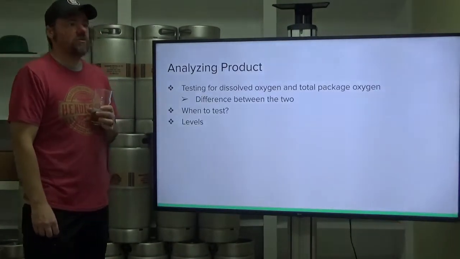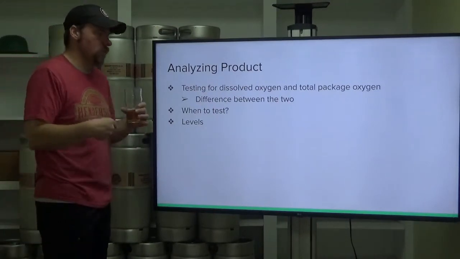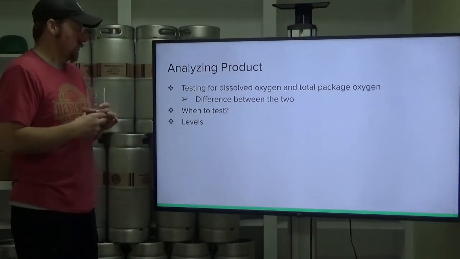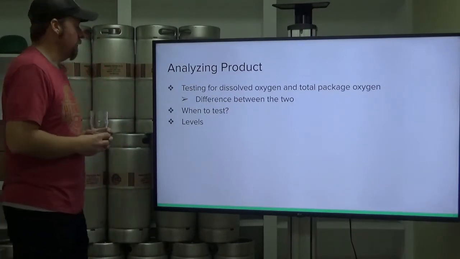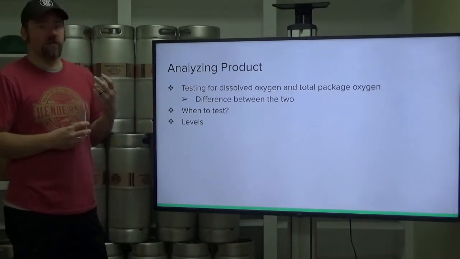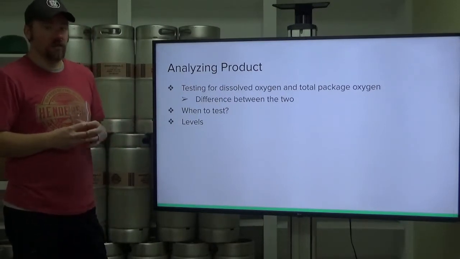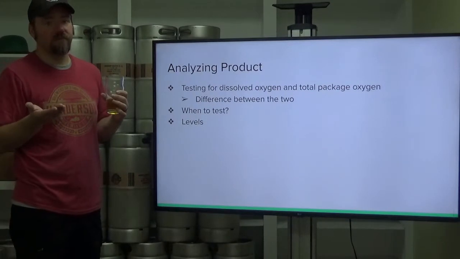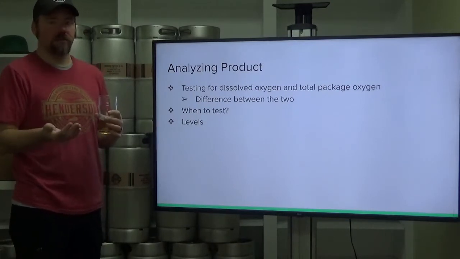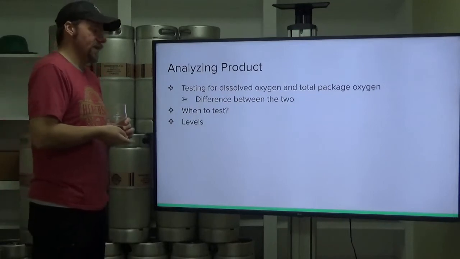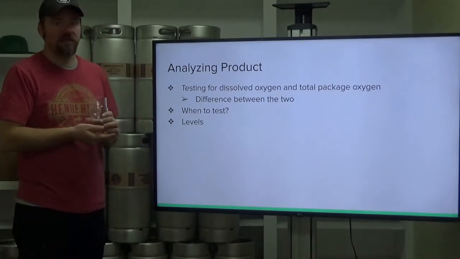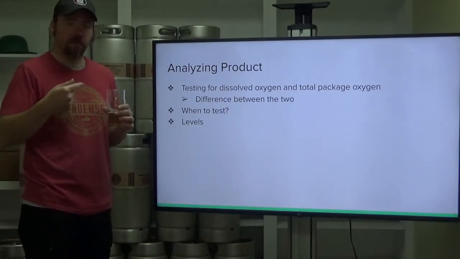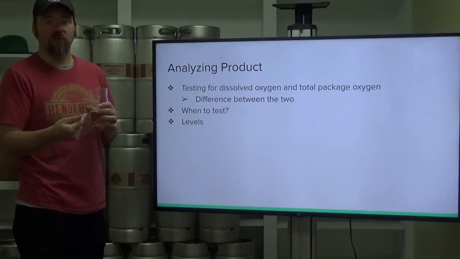So then we get to analyzing products. Another one of the processes that we go through after packaging, and sometimes before packaging as well, is testing your product. A very common thing to test when you're packaging is dissolved oxygen levels. The main thing that causes, really the only thing that causes, staling reactions in beer is oxidation reactions. That is from oxygen introduced in the process, and not necessarily from the oxygen that you add to the wort before fermentation.